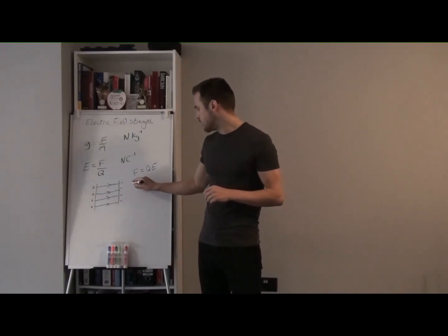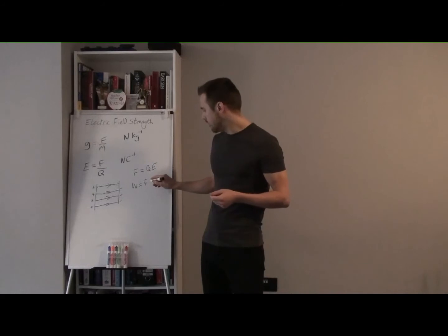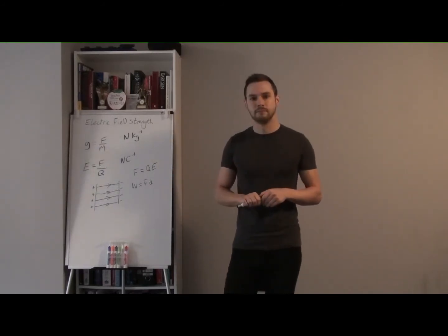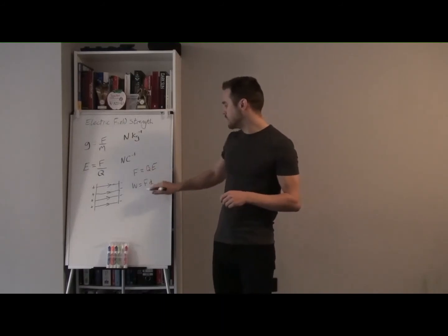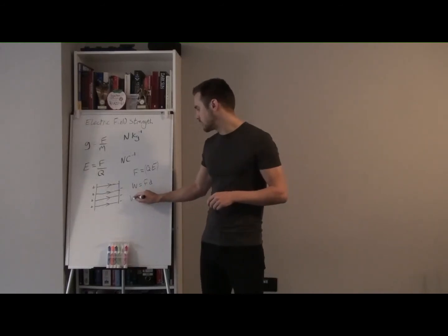So we can say that work done equals force times distance moved along the line of action of that force. So we have d. This means we can put these two equations together, because as we can see, force here is also QE. So we can say that the work done is QEd.